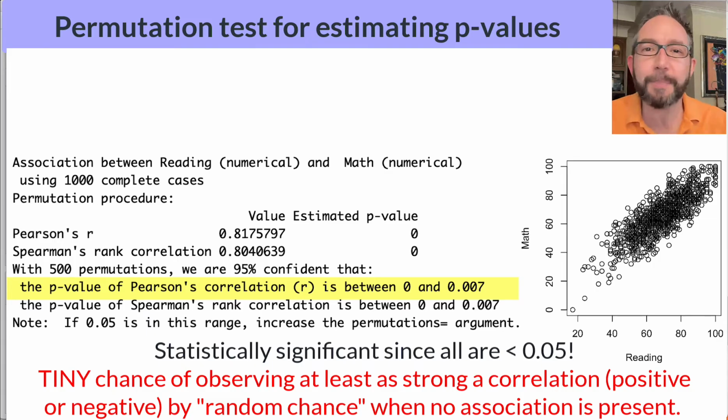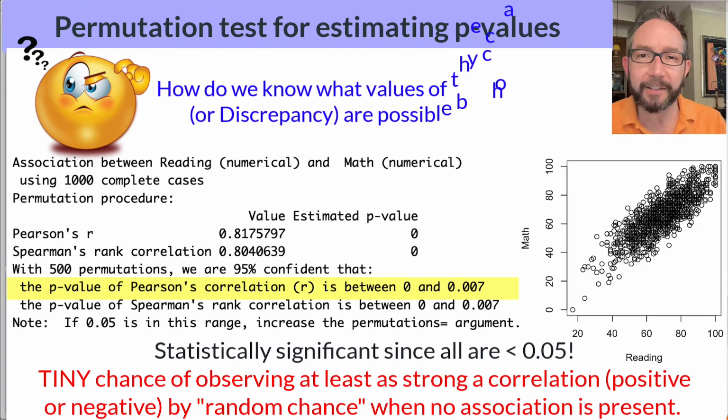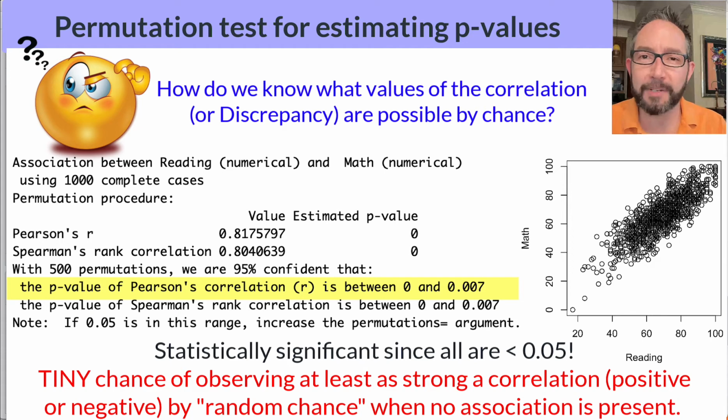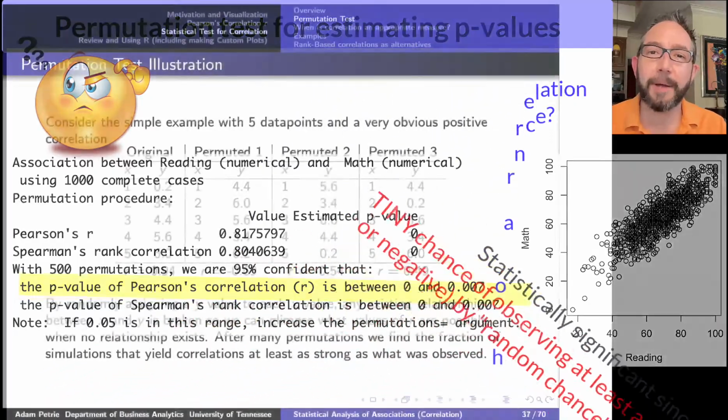In other words, just by chance alone, when we go and collect data when there's really no association going on between the two variables in study. So that poses the question, well, how do we know what values of the correlation, the discrepancy, might we observe just by random chance? And that's where the permutation procedure comes in. So let's talk about this.